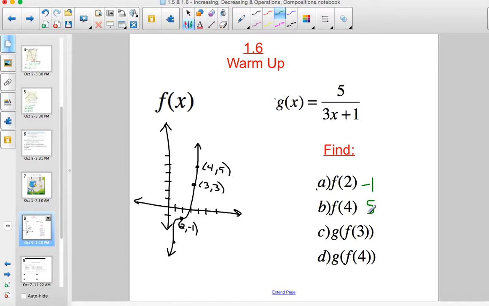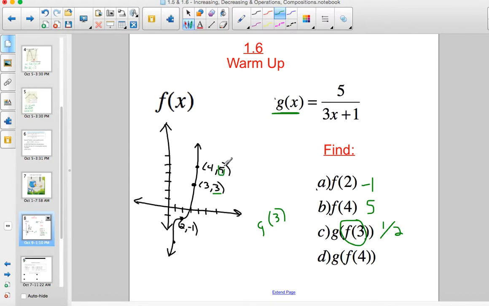If I look at g of f of 3, kind of more the same, right? First thing you want to do is the one on the inside. So f of 3. Well, if I plug in 3, I get 3. So what it really wants is g of 3, because f of 3 was 3. What's g of 3? Well, this is an equation, not a graph, so you're going to plug in 3 for x. So you're going to get 5 over 3 times 3 plus 1, which is going to be 5 over 10, which is 1/2. And g of f of 4, right?